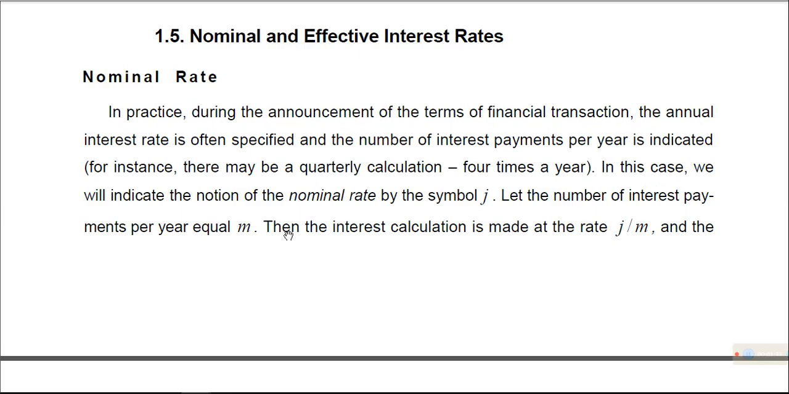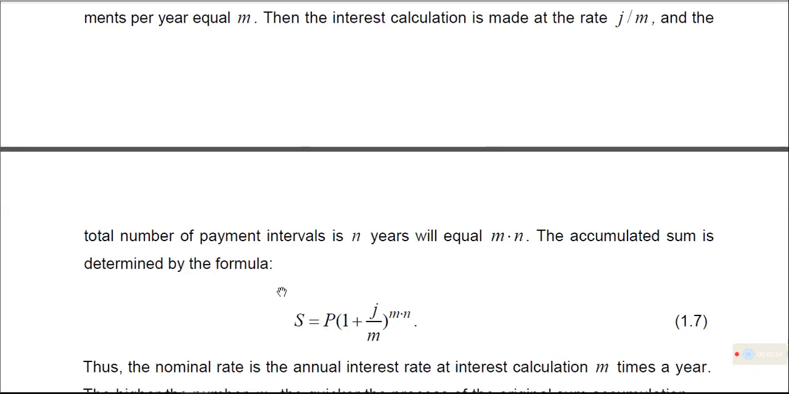So in this case, we will indicate the notion of the nominal rate by the symbol J. Let the number of interest payments per year be equal to M. Then the interest calculation is made at the rate J over M. And the total number of payment intervals in n years will equal to m times n. So the calculated sum is determined by this formula.